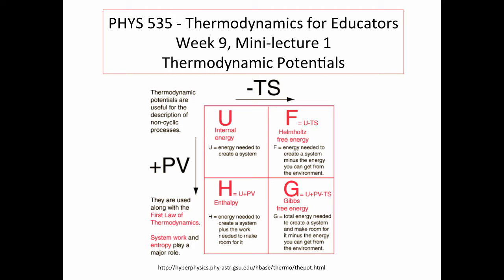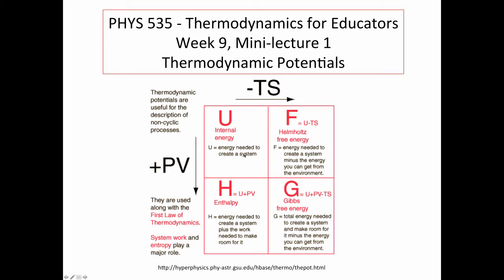So the four most common thermodynamic potentials are the internal energy, the Helmholtz free energy, the enthalpy, and the Gibbs free energy. To remember how to get from one to the other, you can organize them in this square here. This is also reproduced in the book. If you start from the internal energy, then moving to the right means you subtract temperature times entropy, and moving down means you add pressure times volume.